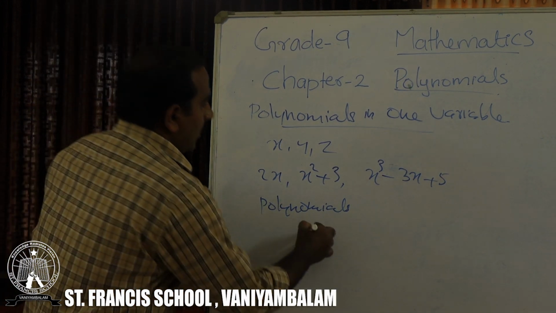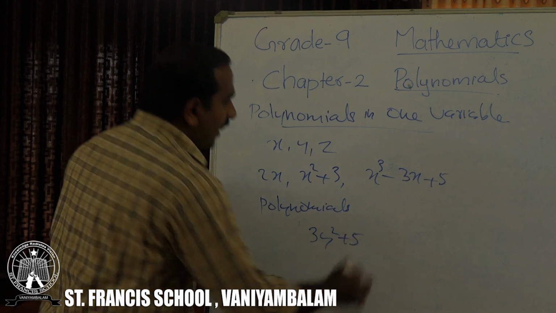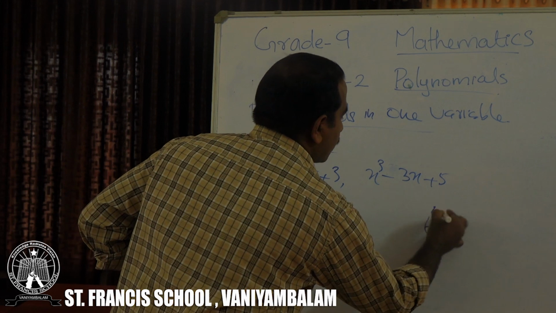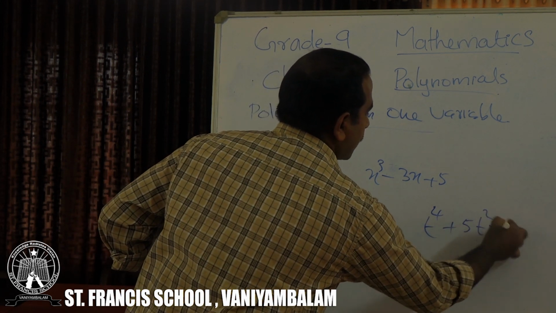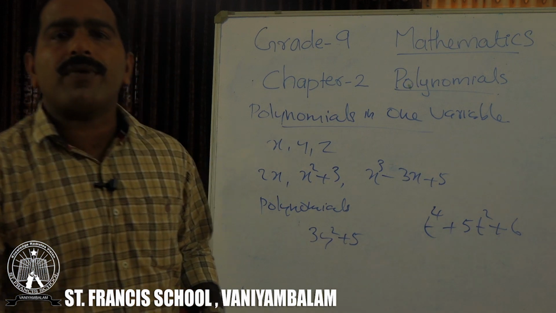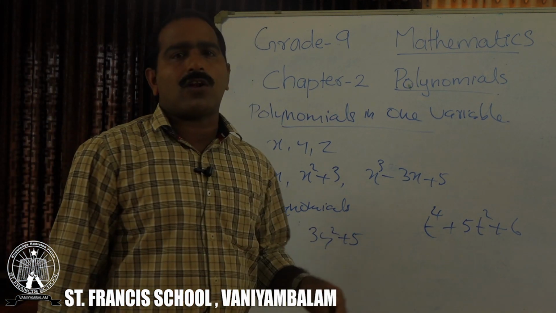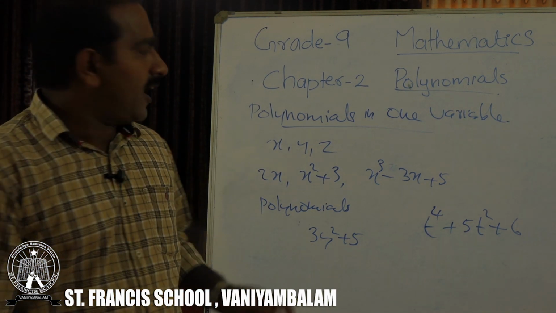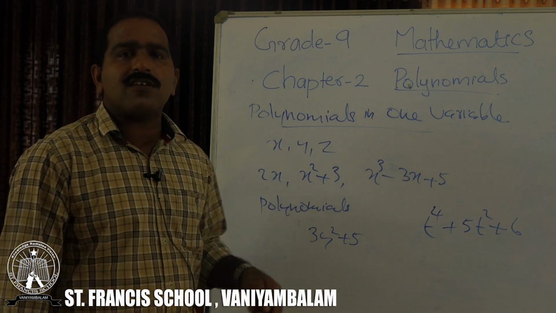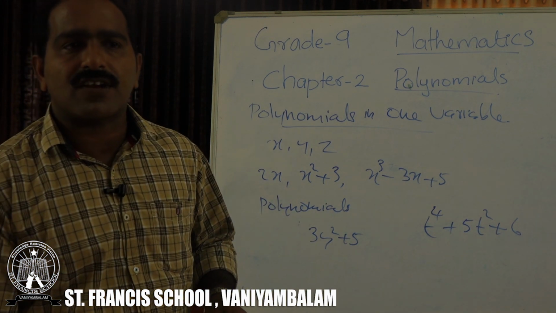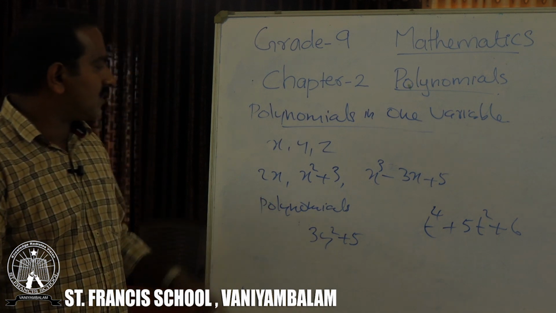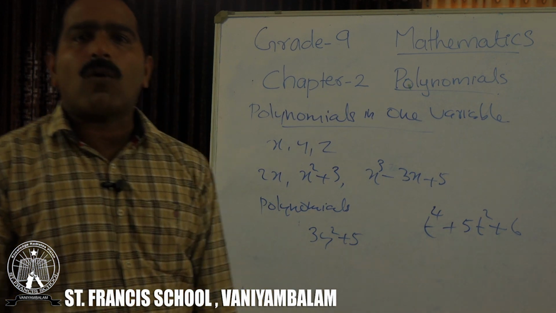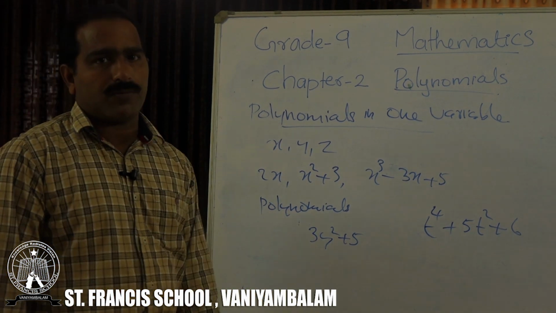Other examples are 3y square plus 5, which is a polynomial in the variable y. Another example is t power 4 plus 5t square plus 6, which is also a polynomial in the variable t. Once again, an algebraic expression is called a polynomial when the exponents of the variables are whole numbers. Here x is a variable, t is a variable, y is a variable. These are all examples of polynomials.